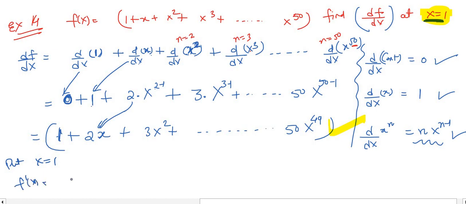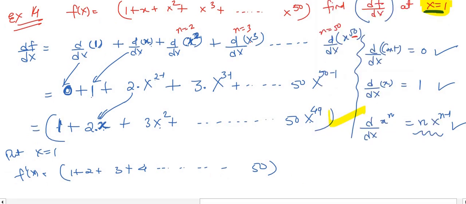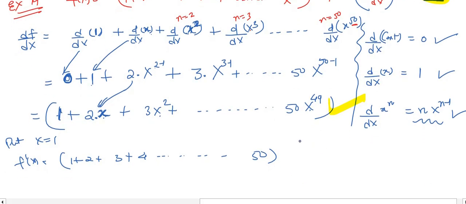F dash x will be 1 plus 2 plus 3 plus 4. It will continue till 50. Something like this. Yes or no? Because if you put x is equal to 1, it will be 1. 1 square is 1. 1 raised to power 49 is 1 only. So this is my answer. But if you want to simplify it, so for that, write down, this is an AP. 1, 2, 3. This is an AP. Correct? So what is the sum of AP?